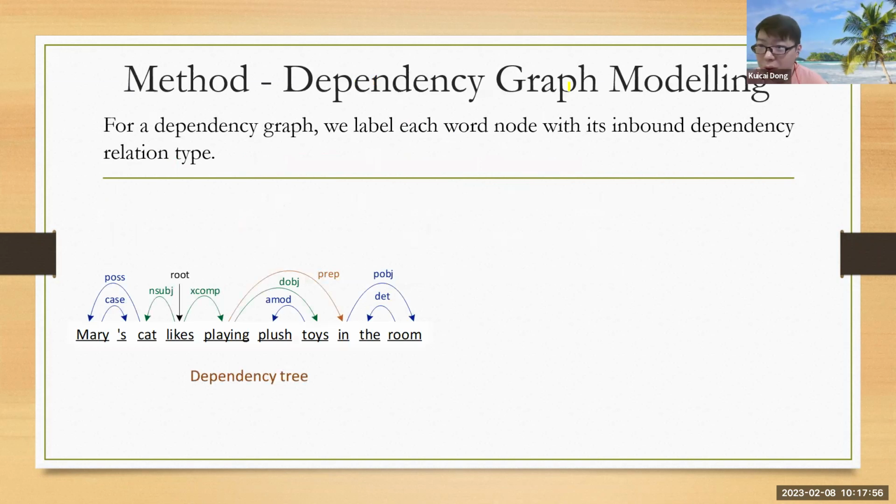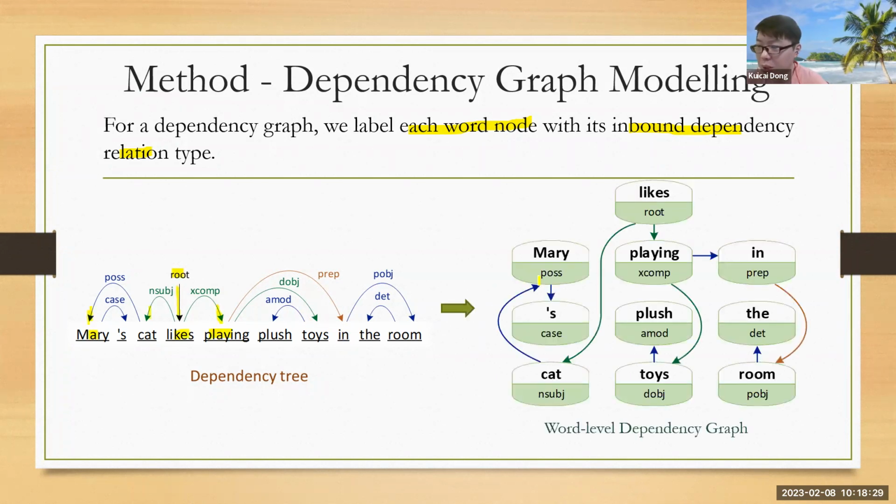For dependency graph modeling, we label each word node with its inbound dependency relation. Each word in this sentence has an inbound relation. Mary has an inbound relation from cat, cat has an inbound relation from likes, likes has an inbound relation from the root node, and playing has an inbound relation too. Each of them has a single inbound relation, and we use that as the attribute of each node.